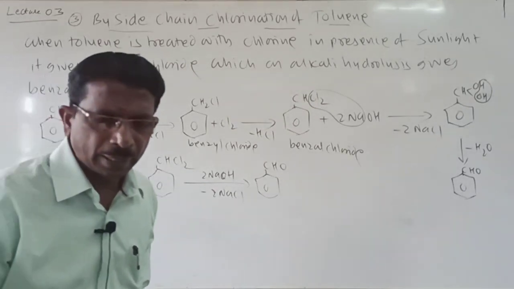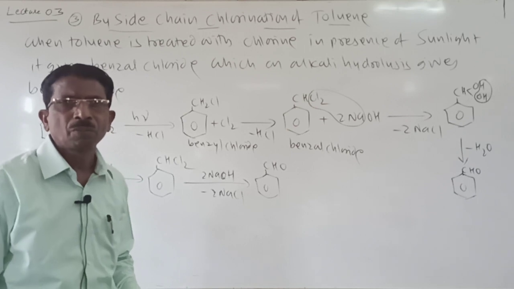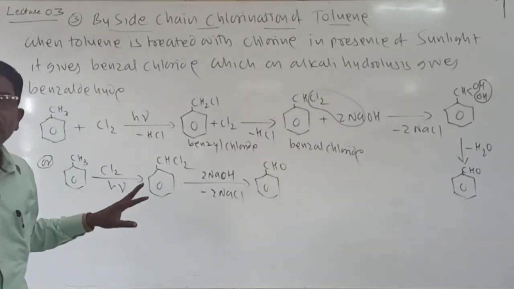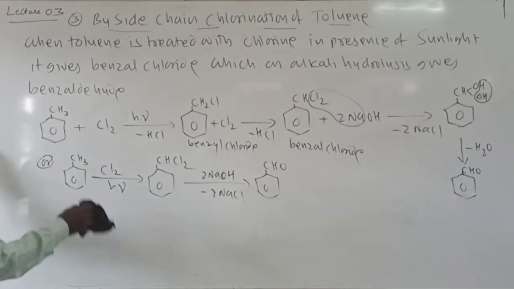Then students, here another name reaction is there, that is called the Gattermann-Koch reaction. So these are 3 reactions from toluene. Now the Gattermann-Koch reaction has benzene. So let us see how it is prepared.